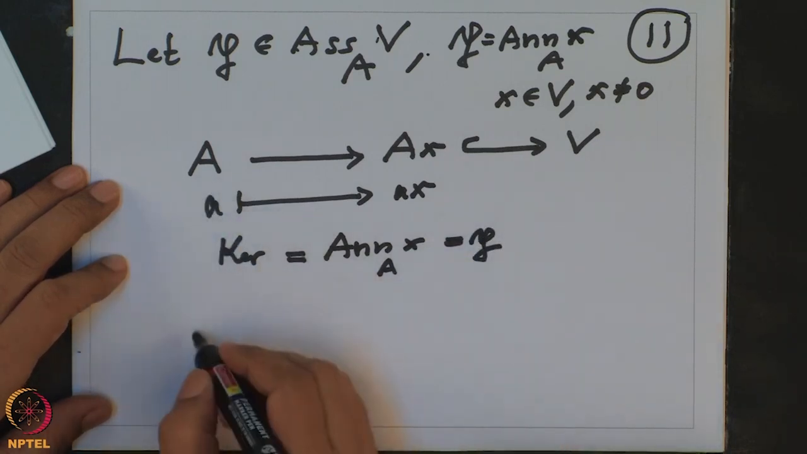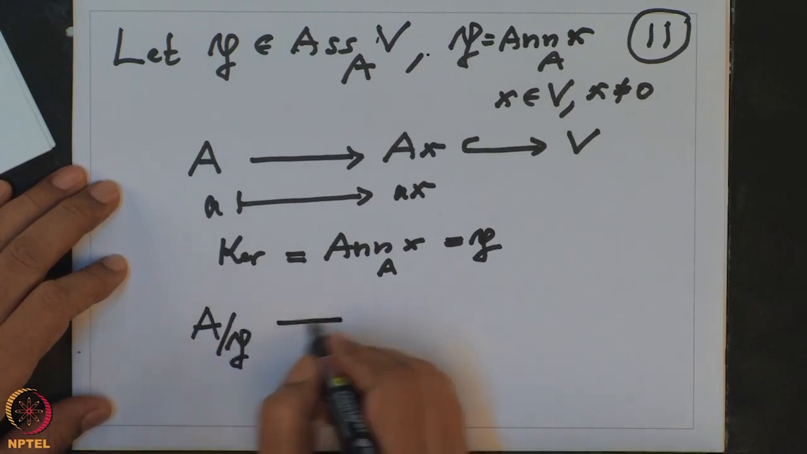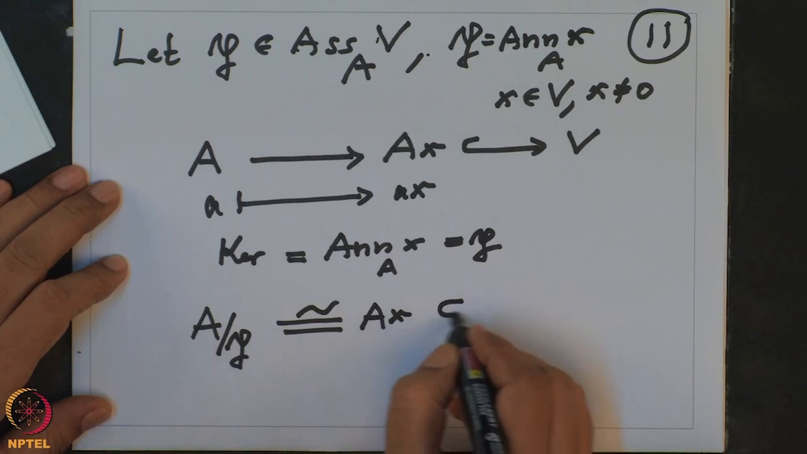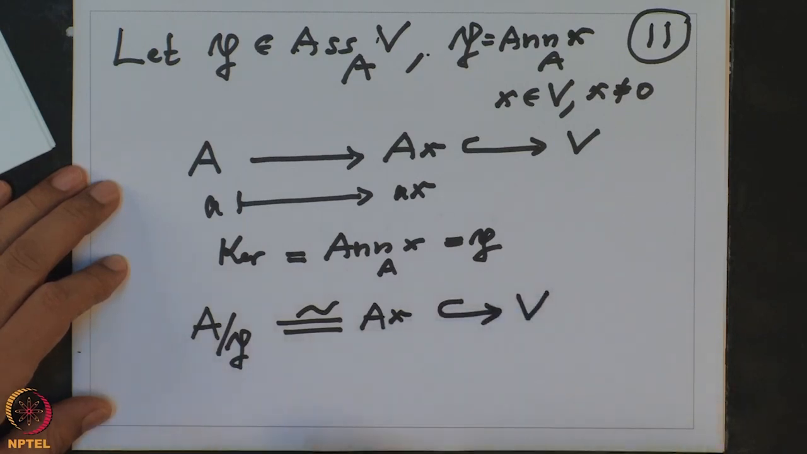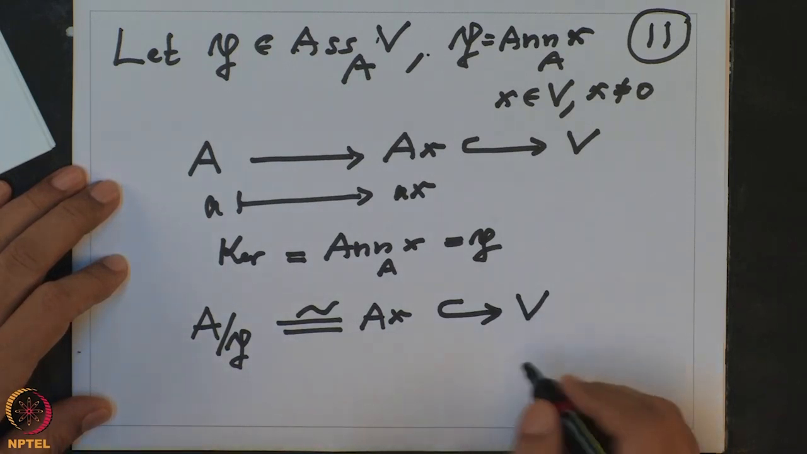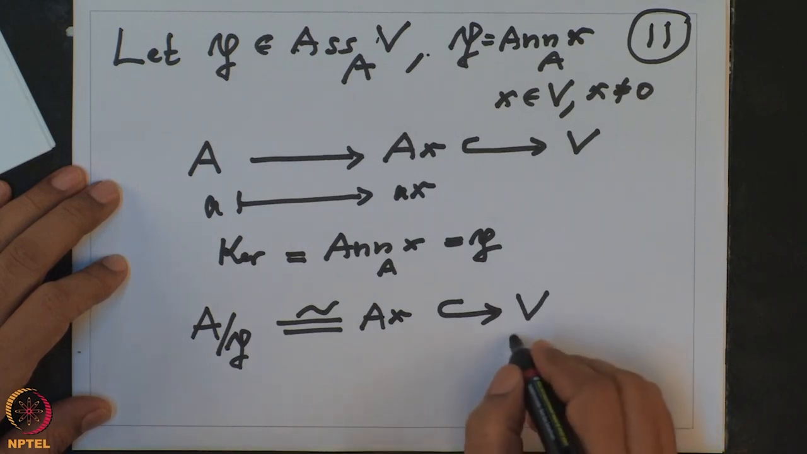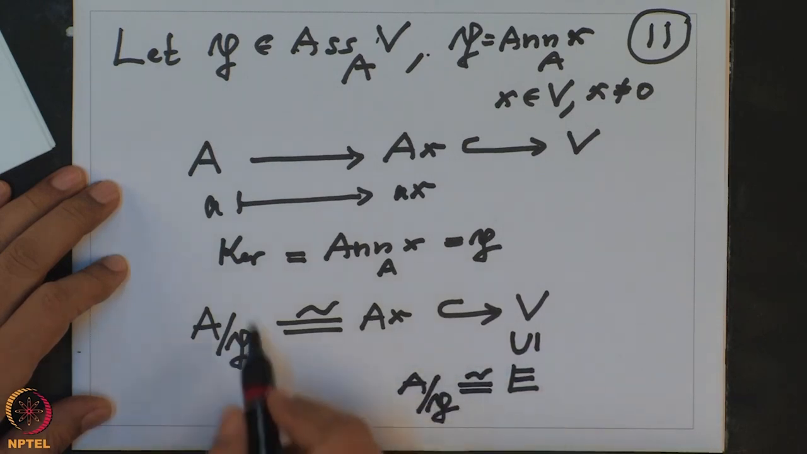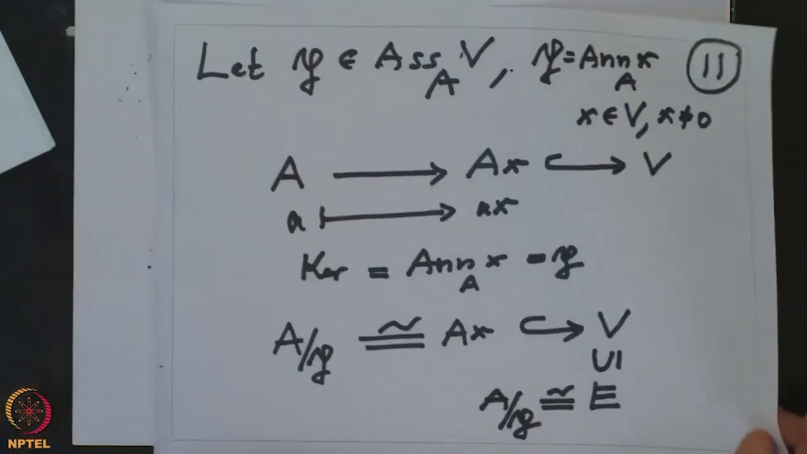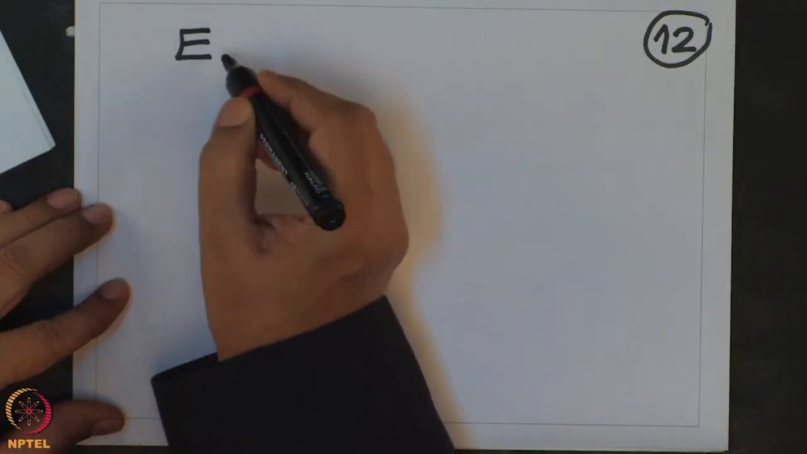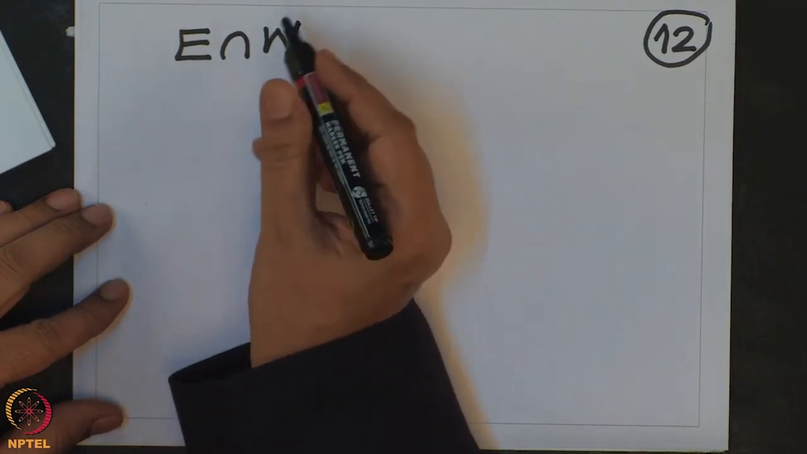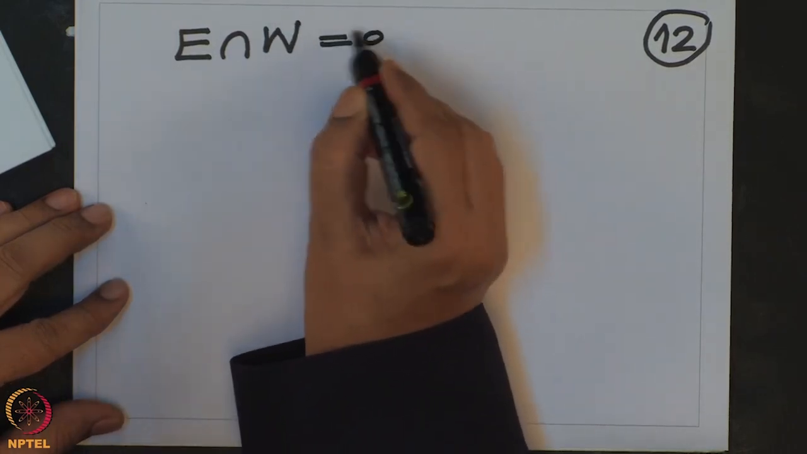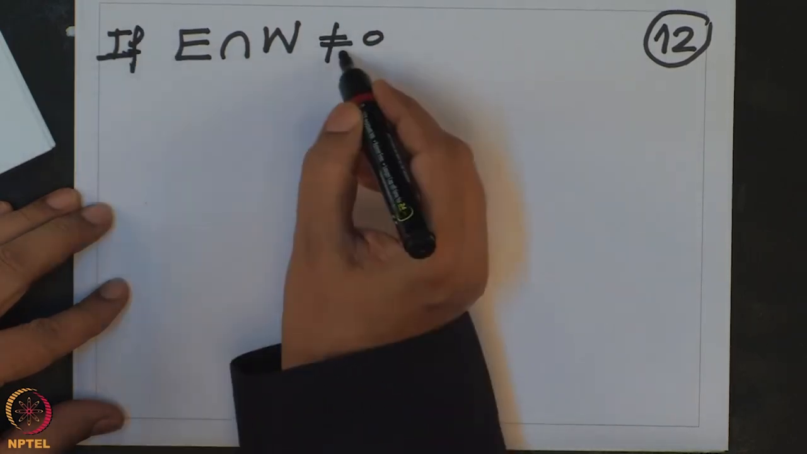Therefore, A by P is isomorphic to AX, and this is a submodule of V. So I take a submodule, let us call it E. E is a submodule of V which is isomorphic to A by P. That simply means I am taking the image of A by P inside V. So, look at E intersection W. This can either be non-zero or zero.